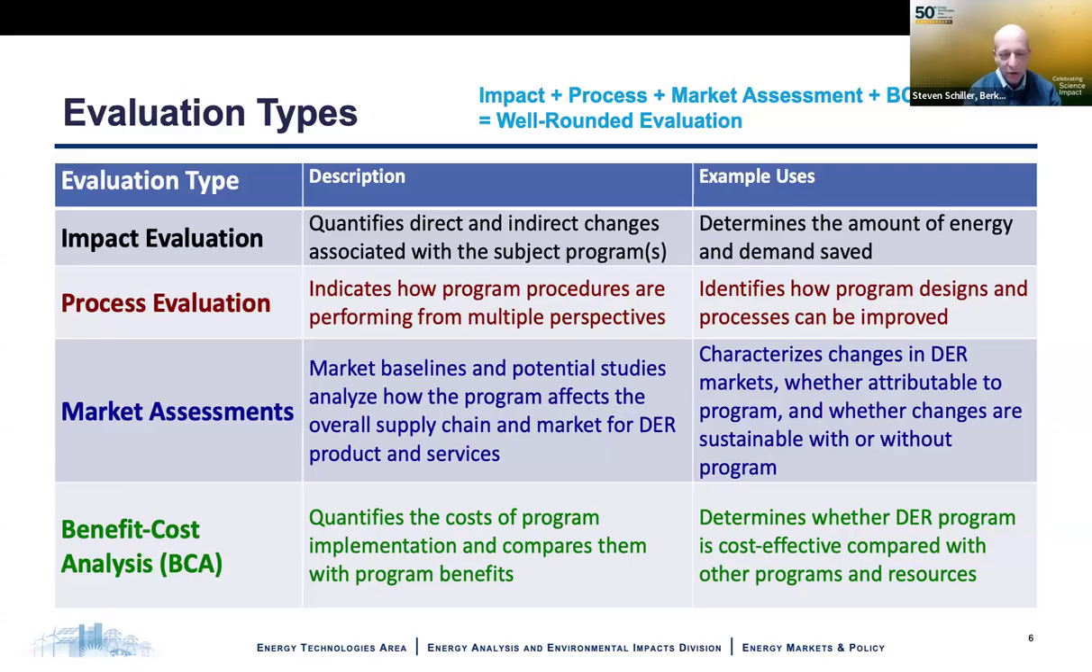The market assessments include the potential studies that I mentioned before, but also all kinds of studies to look at how the supply chain, how the market is changing as a result of your program. Basically characterizing those markets that you're working in and seeing if your programs are actually having an impact, as well as the ex ante estimates, the potential studies. And then the benefit cost analysis, which sort of fits within the impact evaluation, but basically quantifies the cost of the program and compares that with the benefits to see whether you're doing cost-effective program designs or if the program you implemented is cost-effective.